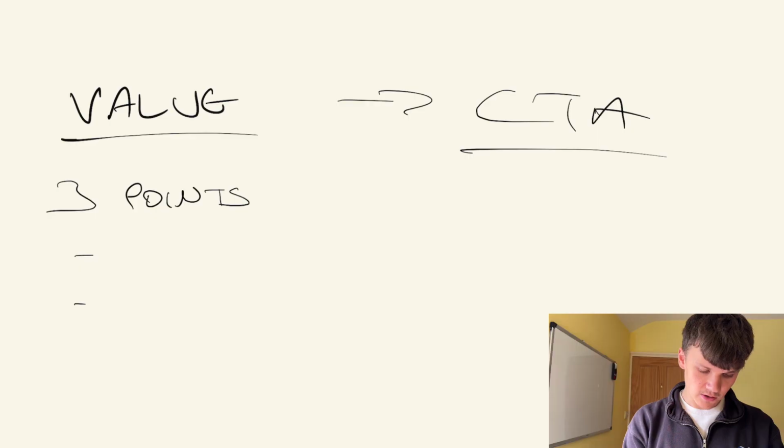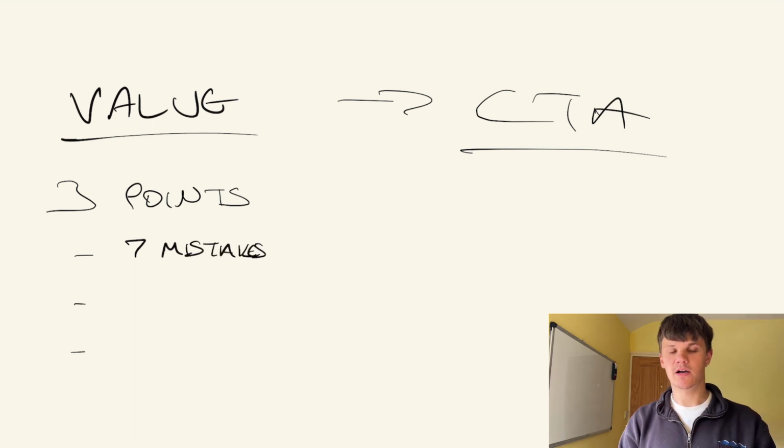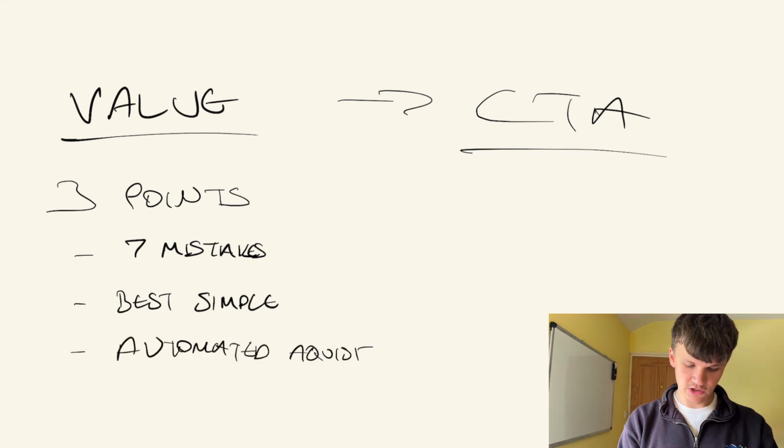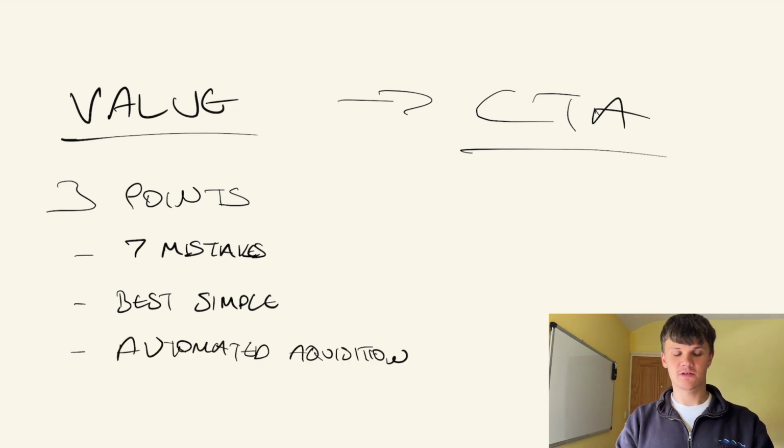Now, again, as an example, rather than just blagging my way through trying to make something up, which always goes terribly, I'm just going to use my own example of how I use this in my systems. So I sell 3 points. Those are 7 key mistakes that I see people making in their social media marketing. I go through the best simple marketing system that I believe outperforms any other complex system and can get you better results for much less time and effort. And then the automated acquisition that automates taking customers from just prospects to actually paying customers while you sleep kind of thing. So those are my 3 points.